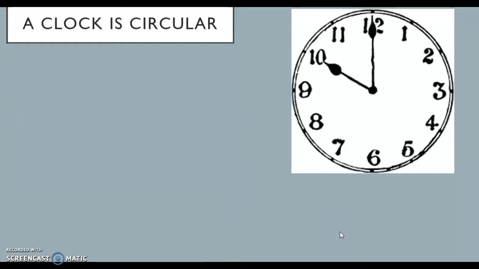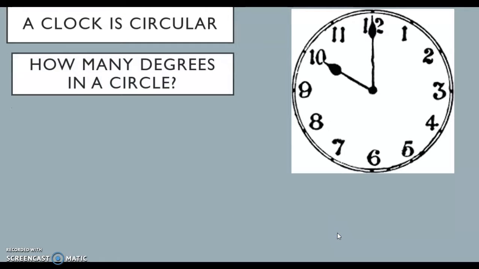We are going to jump right into your first lesson in geometry, and that is on clocks. So first, let's talk about some things we know about a clock. We do know that a clock is circular. That's a given. And if you'll recall from some of your previous math classes, there are 360 degrees in a circle.